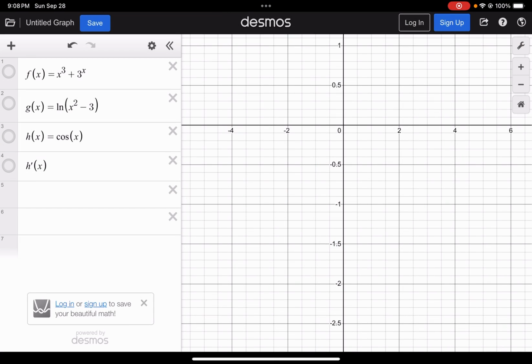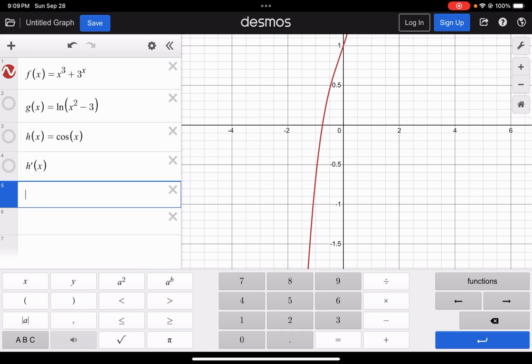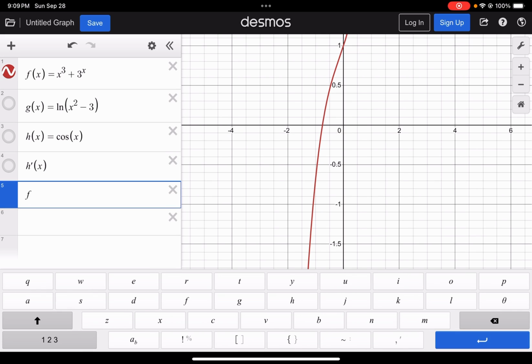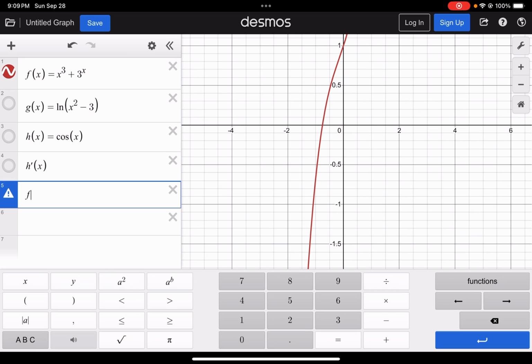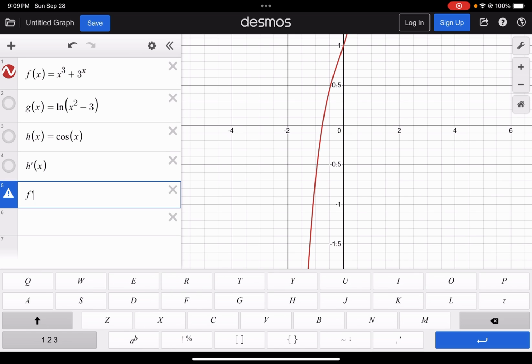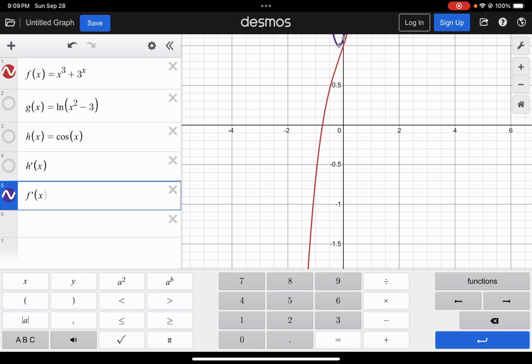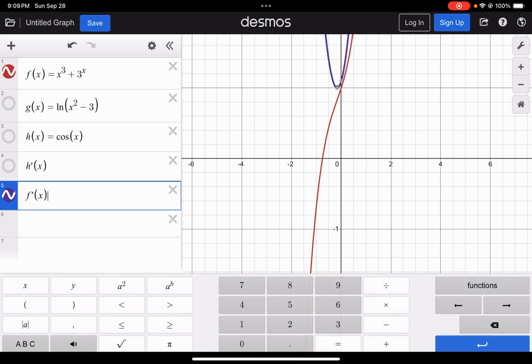Our first one is, if f of x equals x cubed plus 3, find f prime of x. So I've got my x cubed plus 3 here. To take the derivative, we've got to make sure that we have it as f of x, g of x, h of x. You can see all those. So I'm going to type in my box f prime of x, and it actually graphs it for me.